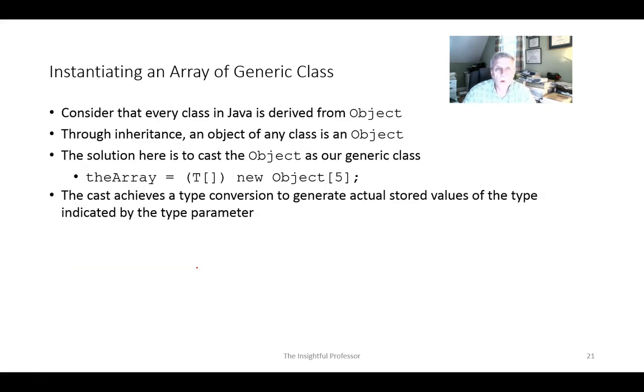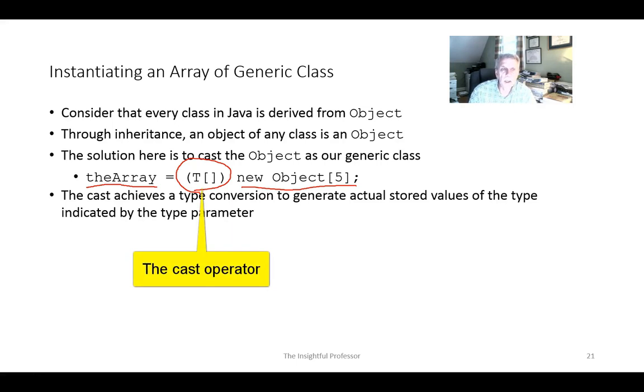Typecasting. What we can do is we can say, let's make this array of object, and then we've got a reference variable that can point to an array of our type parameter's type. And what we do is we convert the array of object, kind of treat it as an array of this type parameter. By invoking the cast operation, we get this to work. So the cast effectively achieves the type conversion to generate the actual stored values of the appropriate type from that array of object.